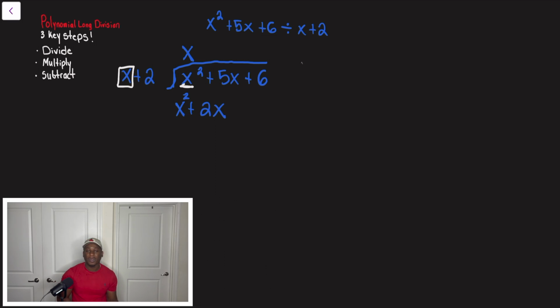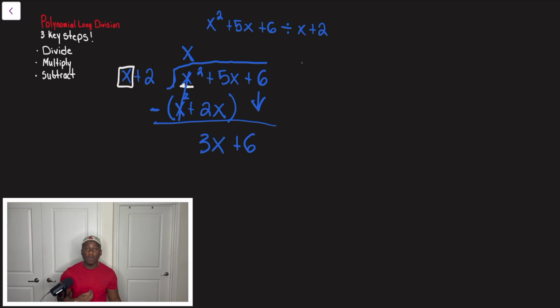All right? Then from this step here, guys, what we want to do is subtract. So for us to subtract, we're going to put this expression in parentheses and put a subtraction sign on the outside of it. Now that switched the signs. So x squared minus x squared cancels out. 5x minus 2x is going to give us 3x. And then we're going to bring that 6 all the way down.